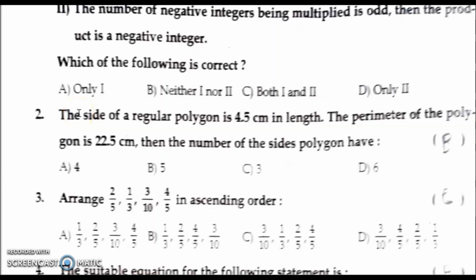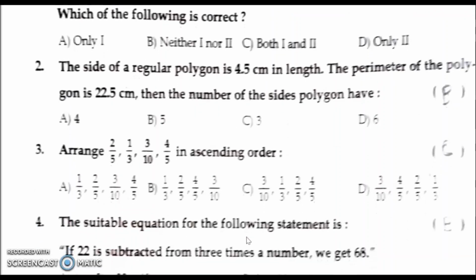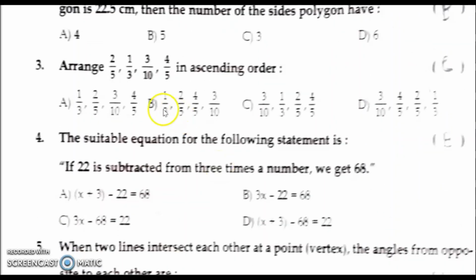Coming to our third question: arrange 2/5, 1/3, 3/10, 4/5 in ascending order. Here, the correct option is C: 3/10, 1/3, 2/5, 4/5. Now we're coming to our fourth. The suitable equation for the following statement is: if 22 is subtracted from 3 times a number, we get 68. So here, B is the correct option.